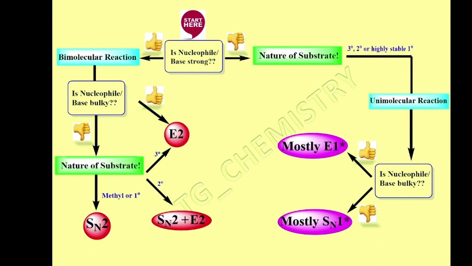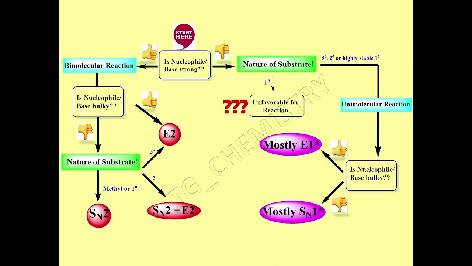Okay, here one thing needs to be mentioned: in the beginning, when we talked about the nature of the substrate, when the nucleophile or base is not strong, then if the substrate is a primary alkyl halide and there are no substituents that make it more stable or favorable for the reaction, the reaction will be unfavorable for either E1 or SN1, so the reaction will not proceed further in that case.